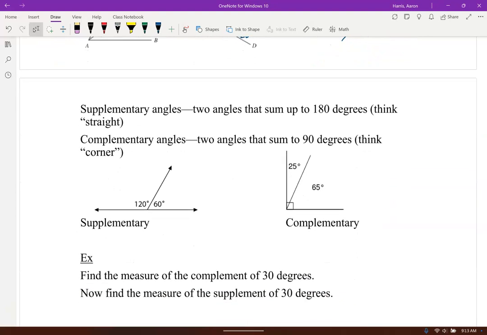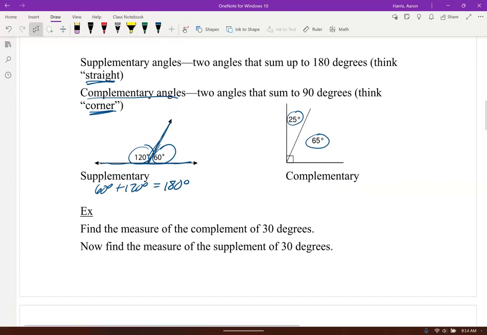Supplementary means, I like to think, straight. Supplementary, straight, a straight line. So they add up to 180. So if this is 60 degrees here, this would be 120 degrees, the supplement of 60 degrees, because 60 and 120 equal 180. So supplementary angles add up to 180. Complementary angles, I think corner. So if this angle is 65, then its complement would be 25, because they have to add up to 90.